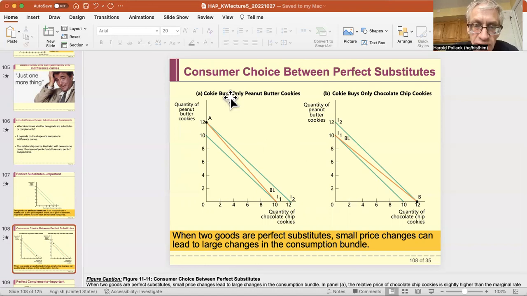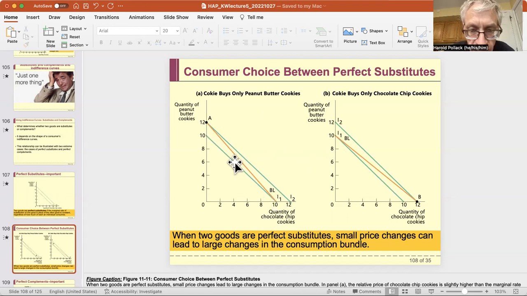So here, Koki only buys peanut butter cookies. Why is that? The budget line is this orange thing here. So you see the way it's done? Peanut butter cookies are a little bit cheaper. 12 peanut butter cookies cost the same as 10 chocolate chip cookies.